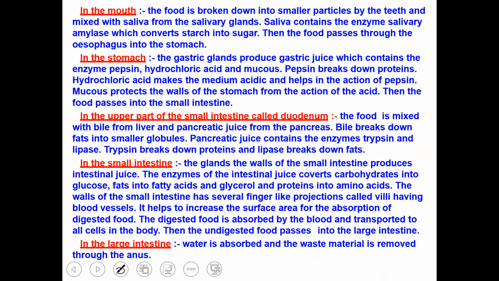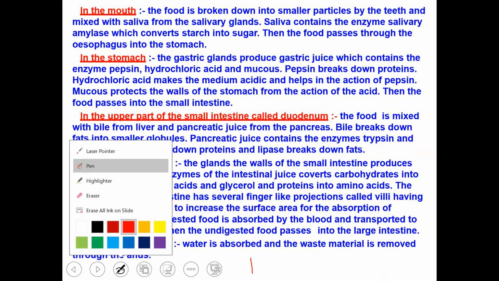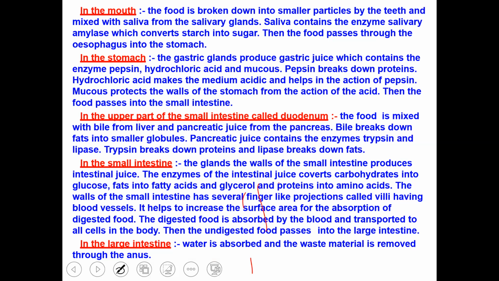So next, in the large intestine, the reabsorption takes place. The water and minerals will be reabsorbed. Then the waste material will be removed through the anus. In a part named rectum, the waste will be converted into feces and stored. After the rectum, it is released by the anus. This is regarding the digestion in the human beings.